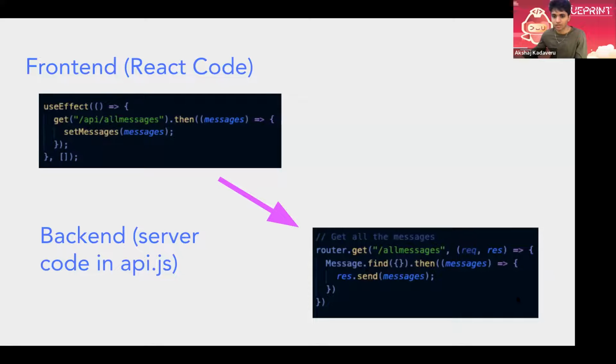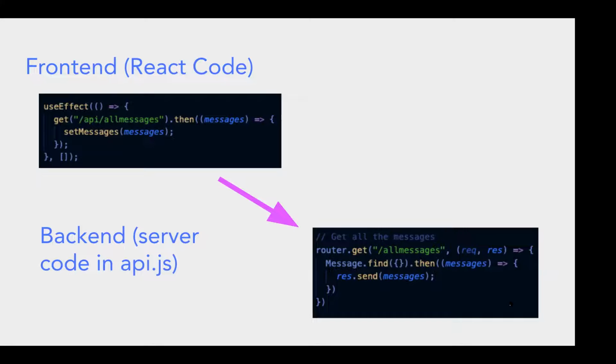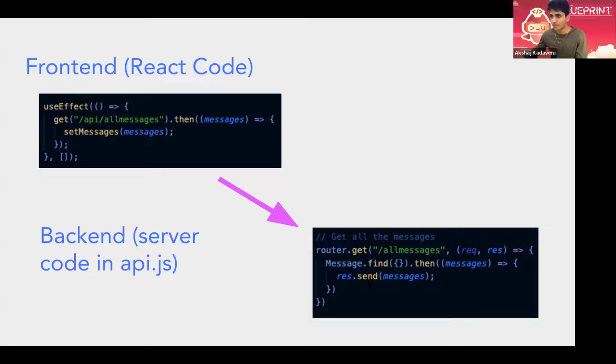As a quick explanation, what this function is doing is it's saying, find all of the messages, and then using the dot then syntax, because this is asynchronous and takes time, send back the messages to the front end, res.send messages. So this is the act of doing all the retrieval and then sending the pigeon back. We are in the house, we send the pigeon to the server. The server does its computation and then sends the pigeon back.